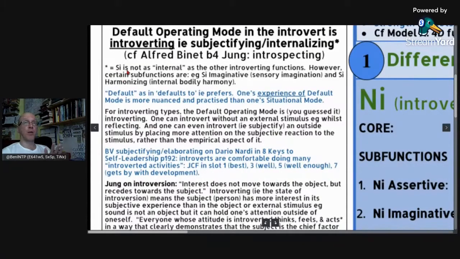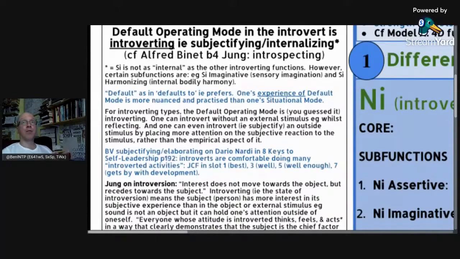So let's go with SI. SI is not as internal as the other introverting functions. However, certain subfunctions of it are, e.g. SI imaginative. Think of beauty is in the eye of the beholder. That's where that subjective aspect is coming in. Sense and sensory imagination and SI harmonizing, internal bodily harmony. So there is that tendency of the introverting functions to go inwards, and the most inwards is NI.